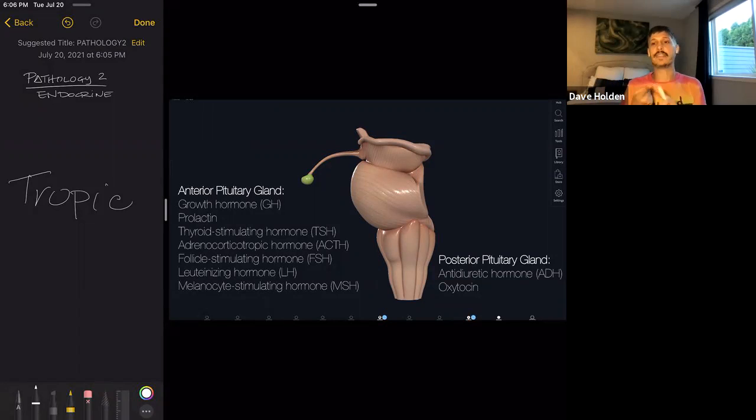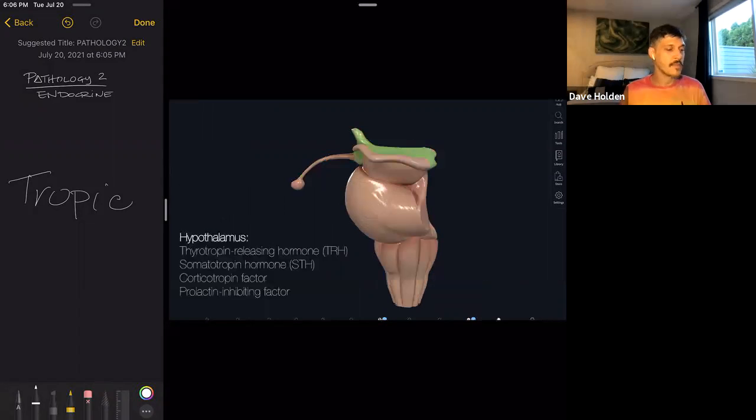Posterior pituitary, we've got antidiuretic hormone that helps maintain water balance, and oxytocin, the love hormone. Now the hypothalamus is located up top, and that's the guy that controls the pituitary gland. So we've got the thyrotropin releasing hormone, corticotropin factor, and then the prolactin inhibiting factor. So as the pituitary starts the letdown of milk, the hypothalamus stops the letdown of milk.